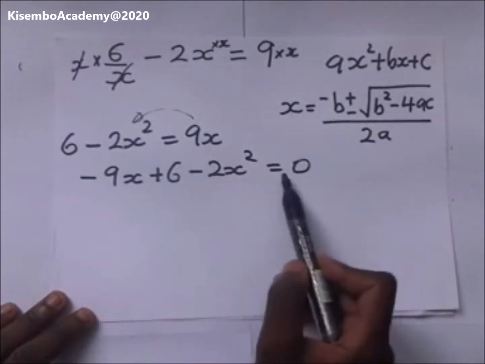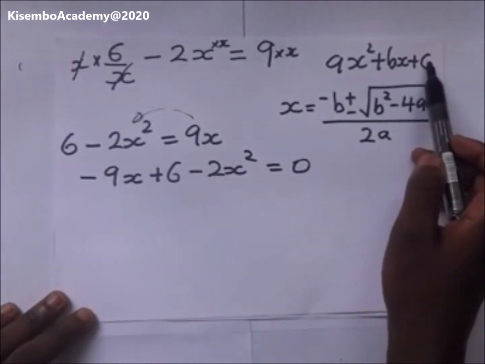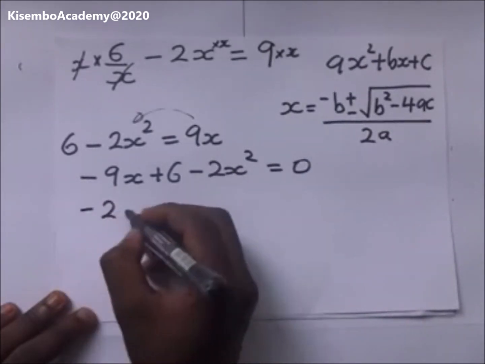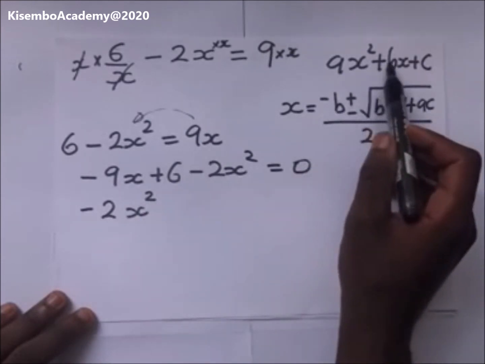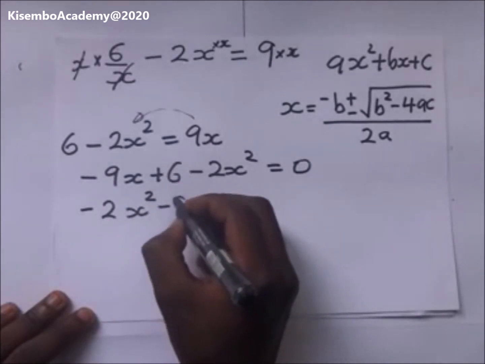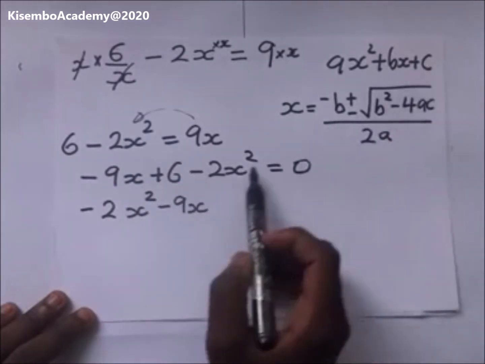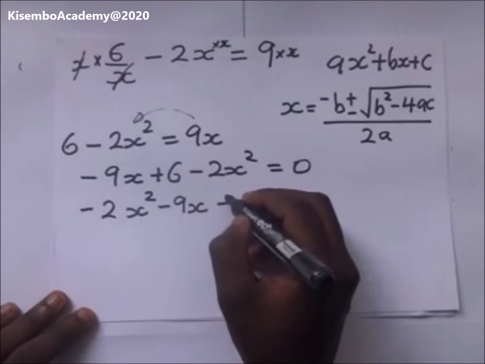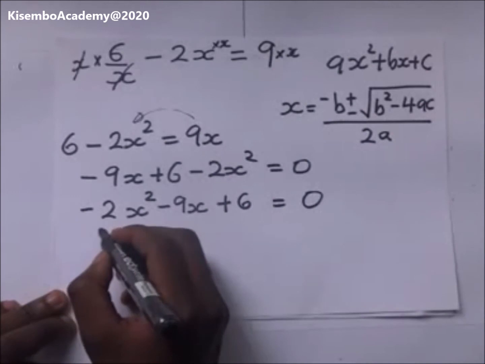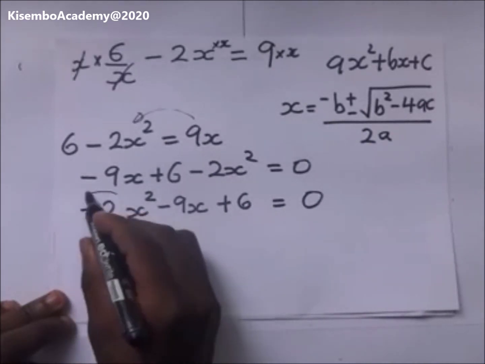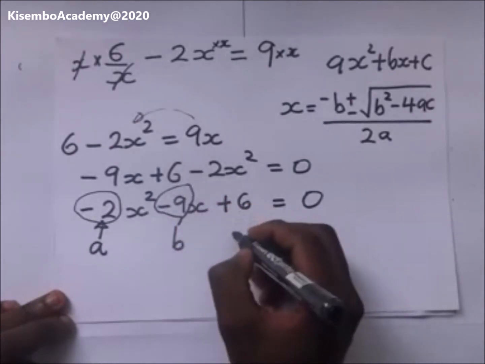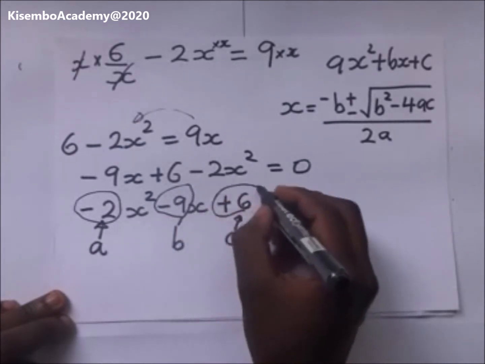So you rearrange this equation to look like this: ax squared plus bx plus c. So the ax squared is this, so it's minus 2x squared plus bx. Our bx is this, negative 9x, so it's minus 9x plus c. And our value of c is positive 6, plus 6 is equal to 0. So looking at this, our value of a is negative 2, our value of b is negative 9, and our value of c is positive 6.